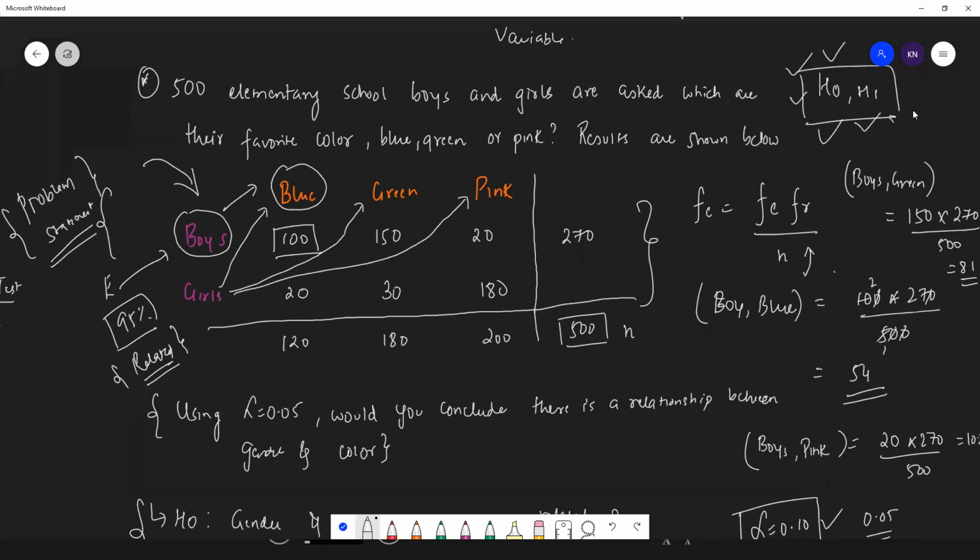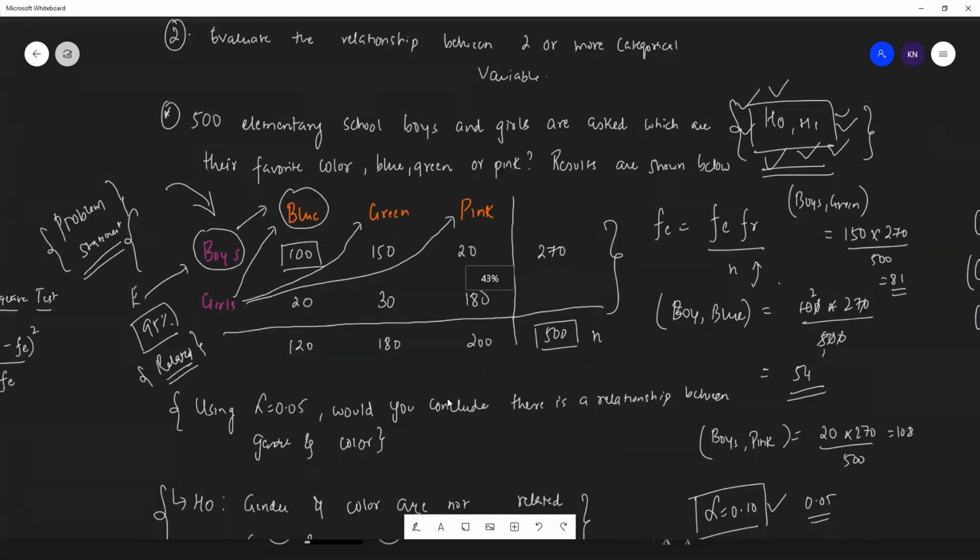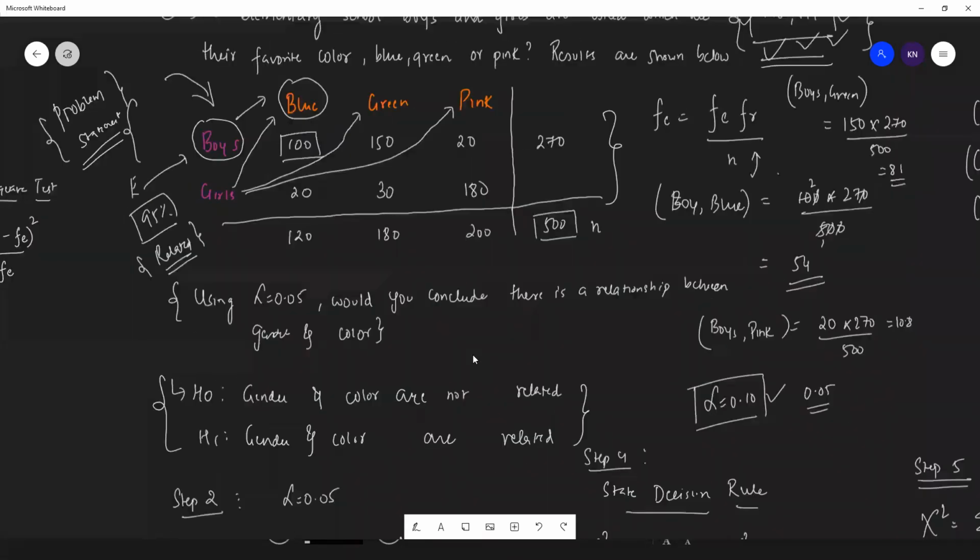Everyone is having the confusion of how to select your alternate and null hypothesis. Don't worry, I will try to make a video on this also, specific to a problem statement. I will try to make a video for that particular case. Let me explore a little bit more, because I also felt some confusion over here when we were discussing this.